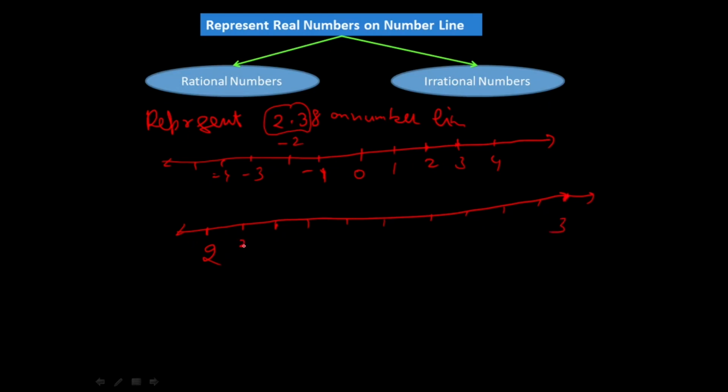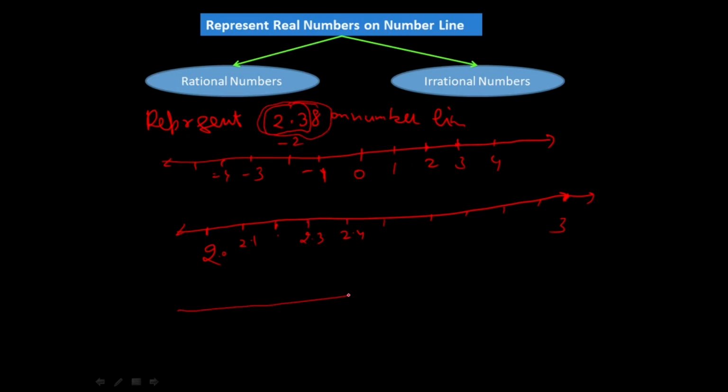So what is this value? 2.1. Why? Because this can be written as 2.0, which means 2 only. This is 2.01. This is 2.2, 2.3, 2.4. I want 2.3. This is 2.4, 2.5, 2.6. It's better if you write everything. I'm not writing everything, but it's better if you write everything. Now this value 2.38 will be lying where? In between these two values.